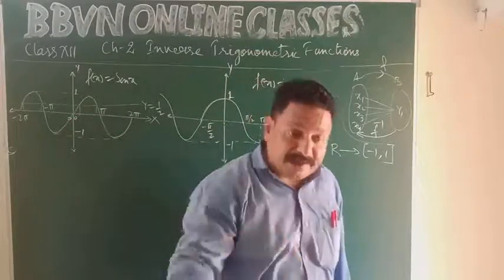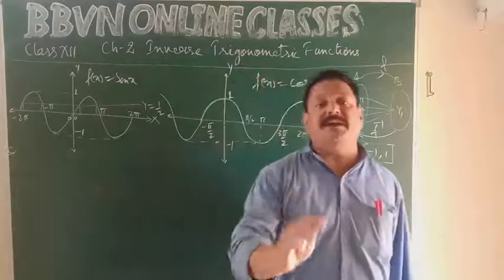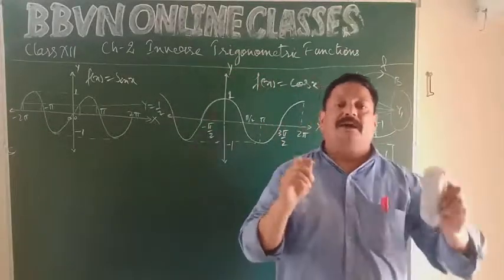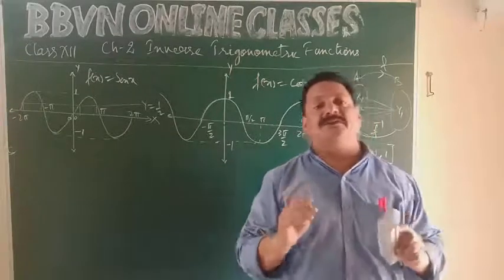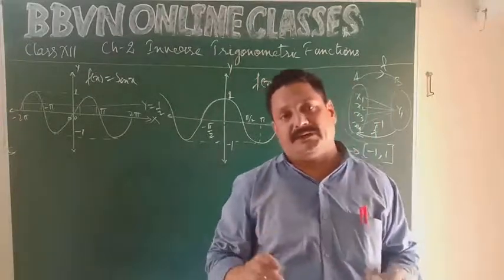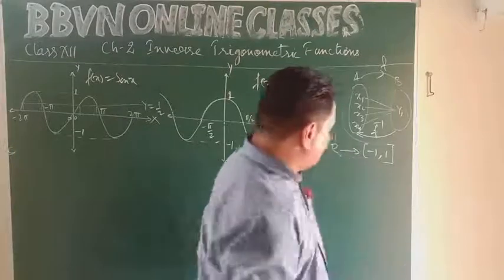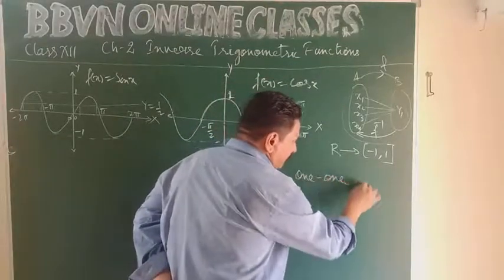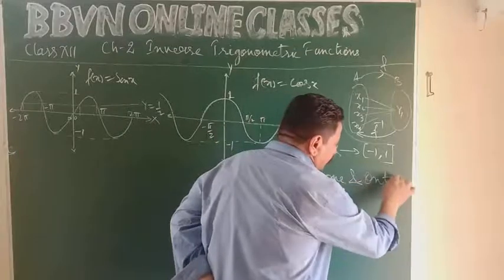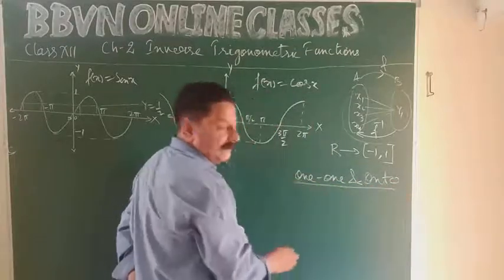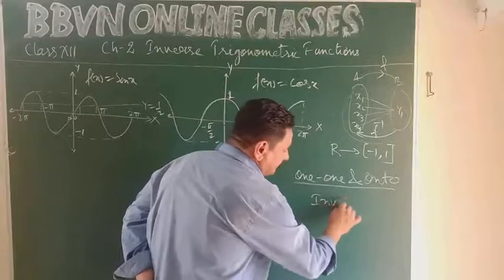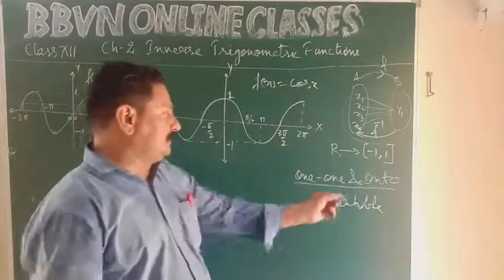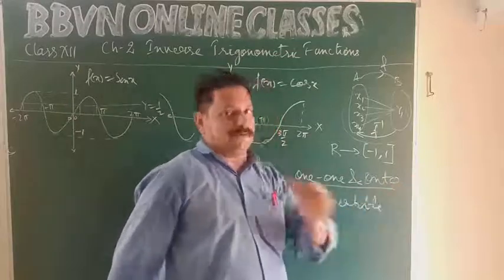So if we are saying inverse trigonometric function, then definitely we have to go for precision. We have to apply certain constraints so that it becomes a function. It should exist. Any function which is 1-1 and onto, only such functions are invertible. The inverse exists only for functions which are 1-1 and onto.